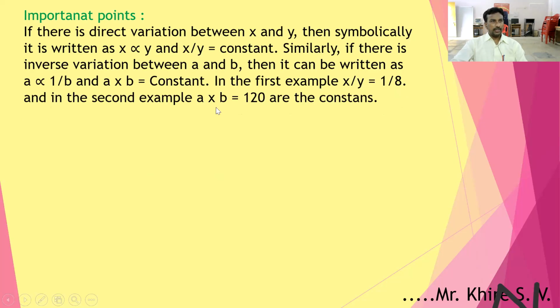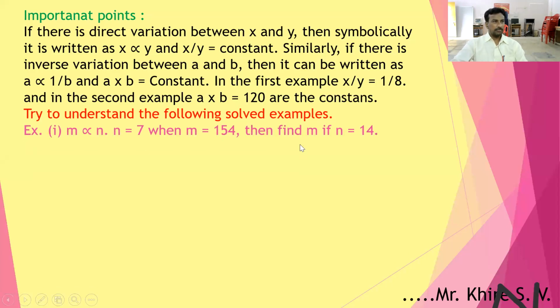The values of A and B are given, and the multiplication of those two numbers is 120, which is a constant. Now try to understand the following solved examples. We will take some examples. Try to understand these examples.